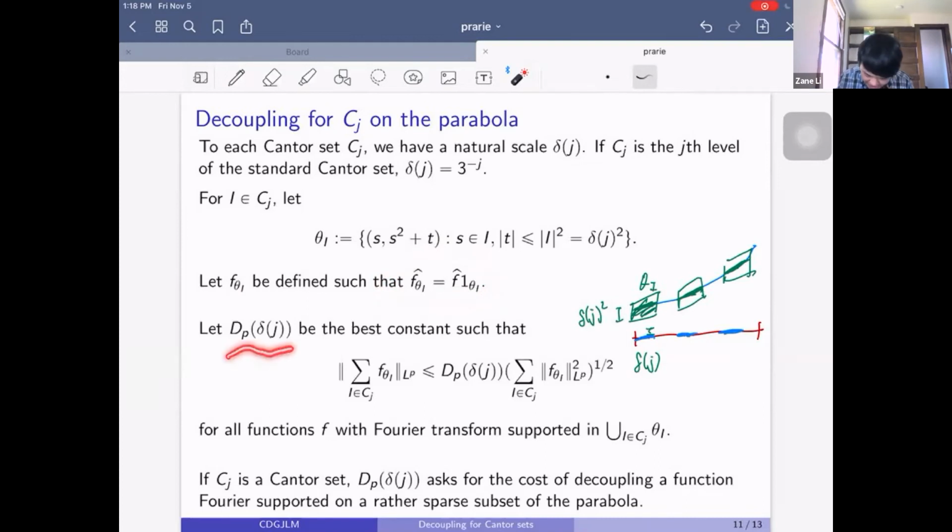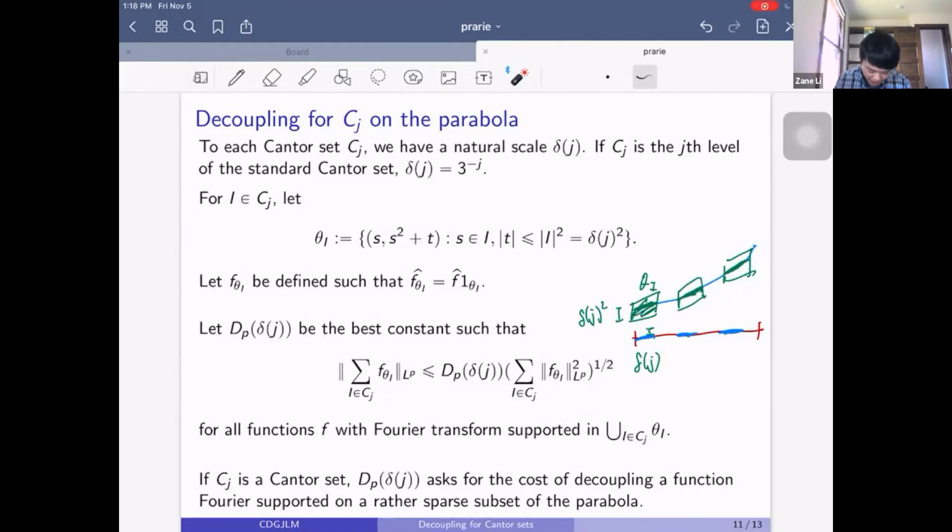And D_p of delta j is the best constant such that this inequality is true. Now, what does this measure? Well, if I had a function whose Fourier transform is supported on all these green boxes, how much does it cost to break up the L^p norm of this function into the L^p norms of each of its individual pieces? And how do I measure my cost? I measure it in little l^2. So D_p of delta measures how much it costs to break up the L^p norm of the sum into the sum of the L^p norms, for all functions f whose Fourier transform is supported here.